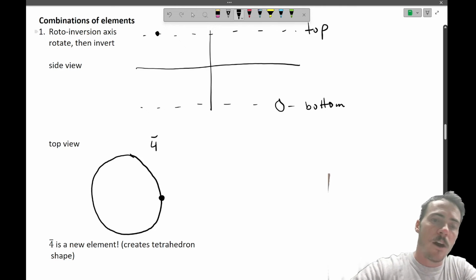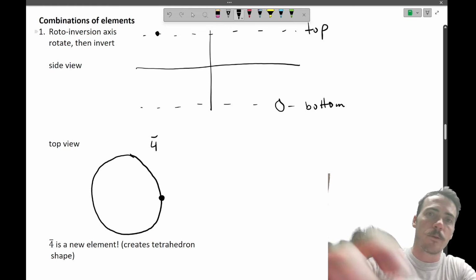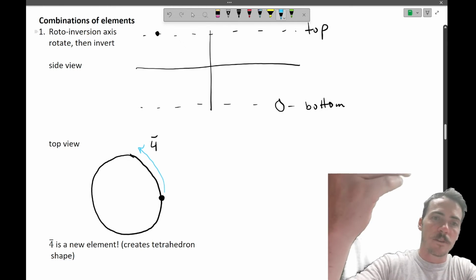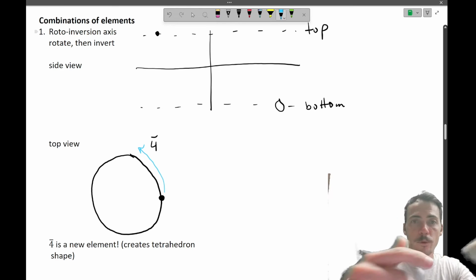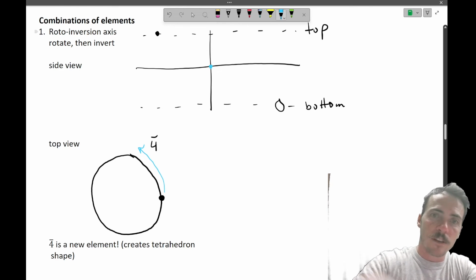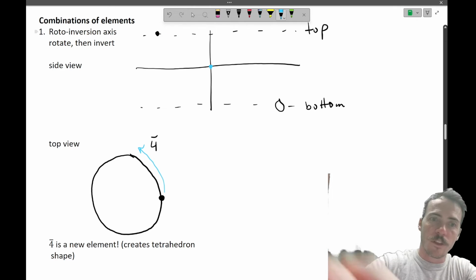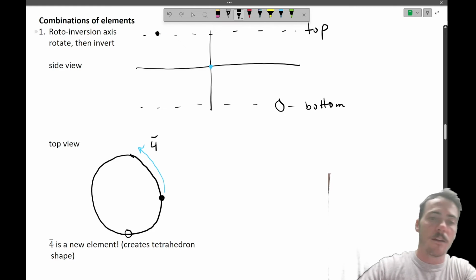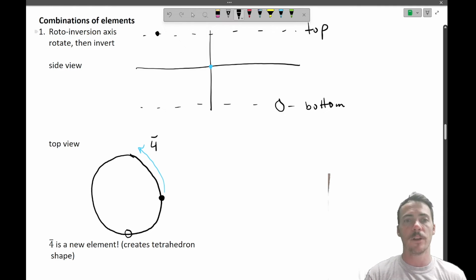Now, if we do a fourfold rotation, that's going to rotate it to there. 90 degrees brings it to the top of the circle. But now we're going to invert through the center, where the center is this guy right here. So it's going to invert it through the other side. That's going to take that atom and put it on the bottom right there. That is our first rotation. It put it there.